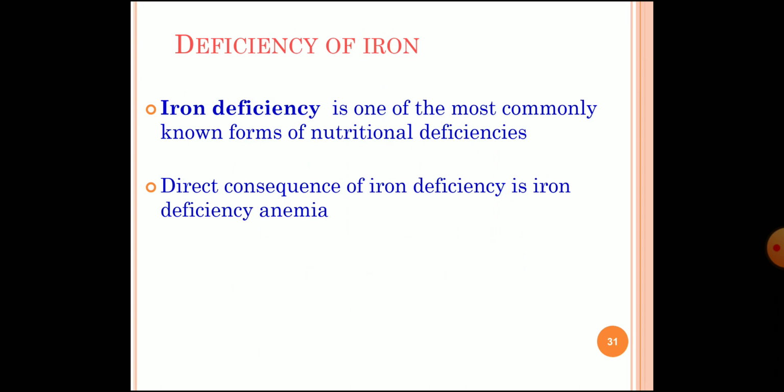Now we can pass on to the deficiency. Iron deficiency is one of the most commonly known forms of nutritional deficiency. Out of the nutritional deficiencies, iron deficiency is the most common one, and the direct consequence of iron deficiency is iron deficiency anemia.